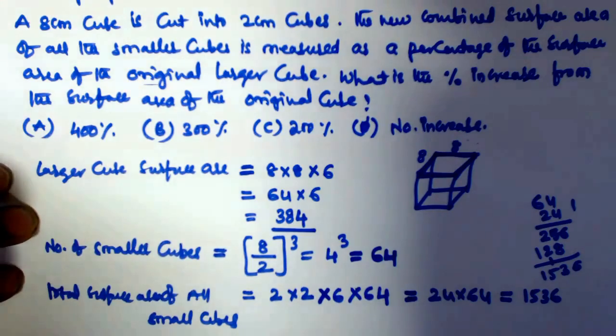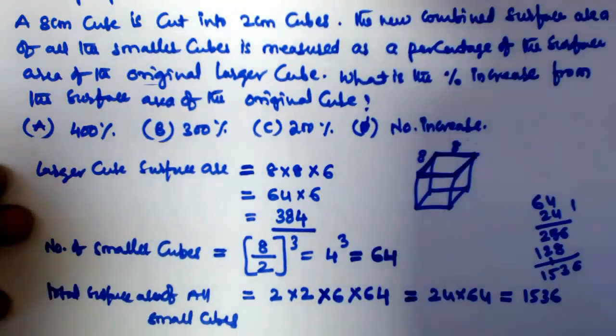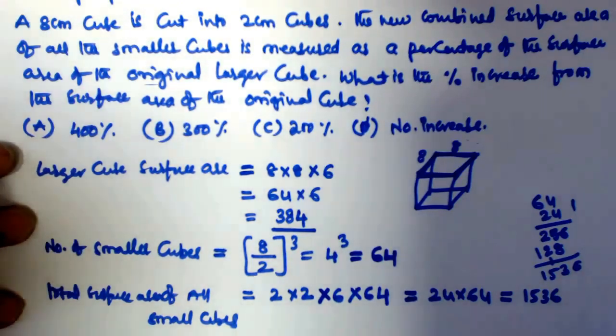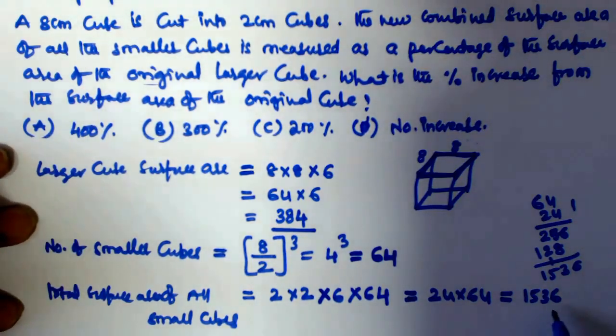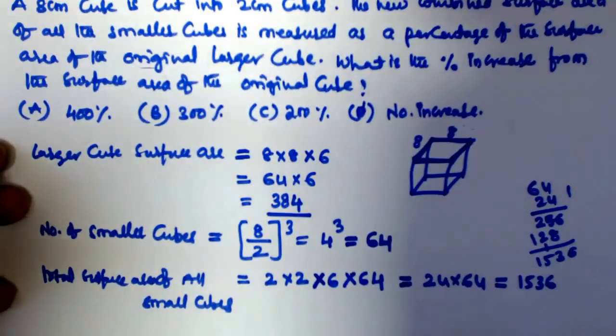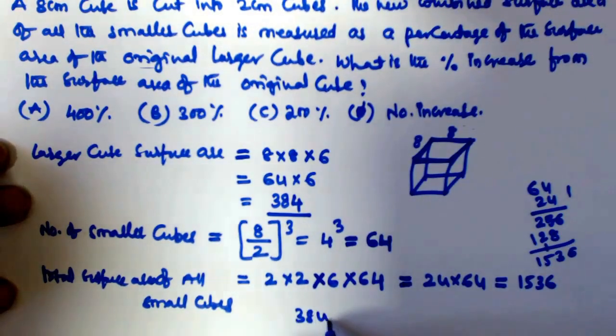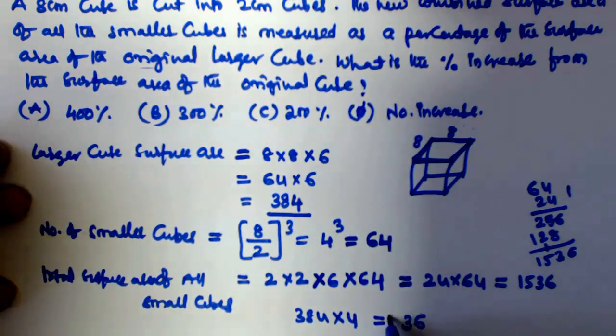So this is going to be how much? 384 into 4 we will get 1536, right? So 384 into 4 we will get 1536. Let's see. 384 into 4, so that is going to be how much? 4 into 4 is 16, 4 5s are 20 plus 1... 4 5s is 32 plus 1, 33. 4 3s are 12 plus 3, 1536.